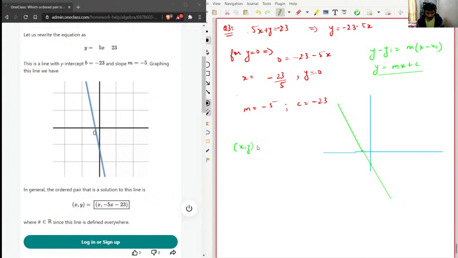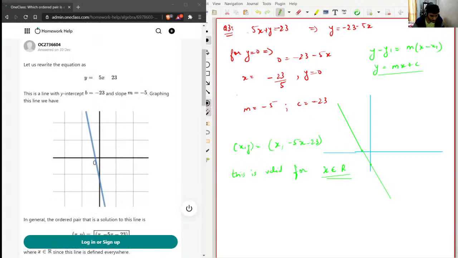x comma y is going to be x comma minus 5x minus 23. Minus 5x minus 23 is nothing but this y only, and y is written here, and this is valid for x in the range of real numbers. So it is defined everywhere, and that is pretty much all for this question.